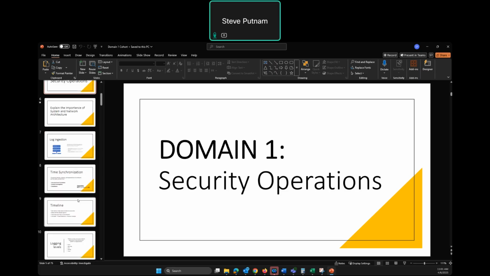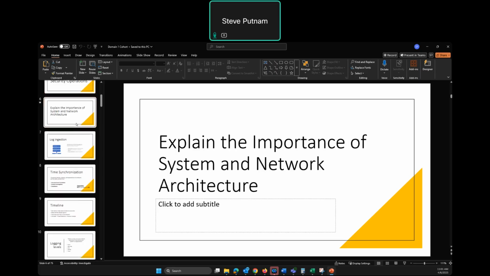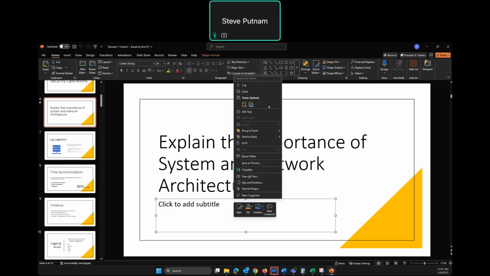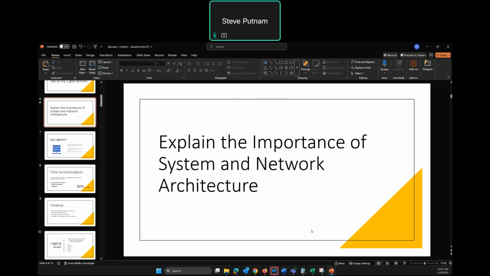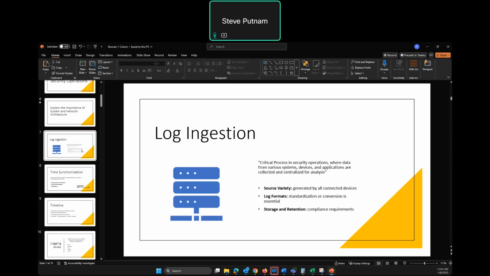All right, so let's take a look at Domain 1. Explain the importance of system and network architecture. So let's get into that.